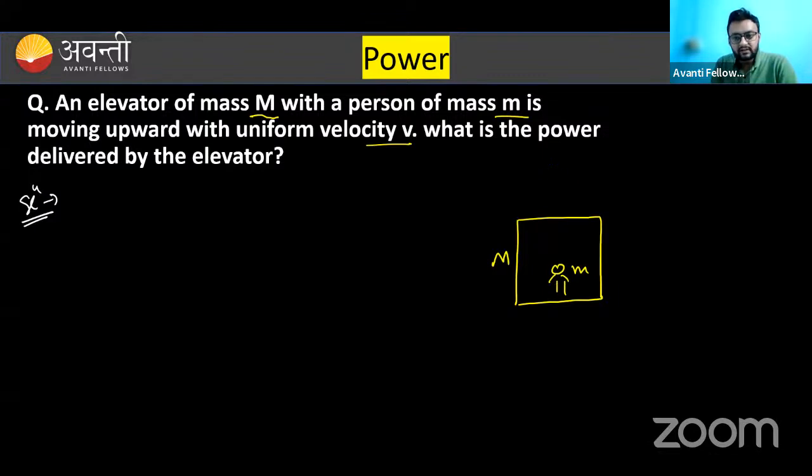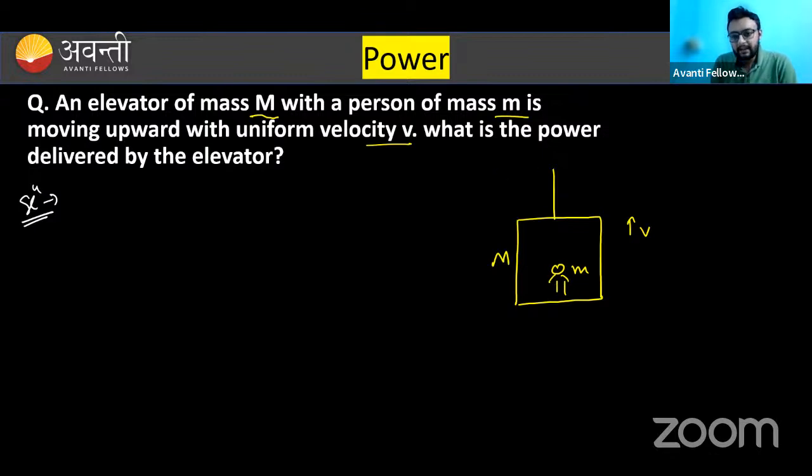And this lift is moving upward with a constant velocity v. That's what we have learned. Has anyone seen how a lift moves up and down? If anyone has noticed, there is a rope attached to the elevator, the lift, and this rope pulls the elevator up and down. I think you know about that, right?